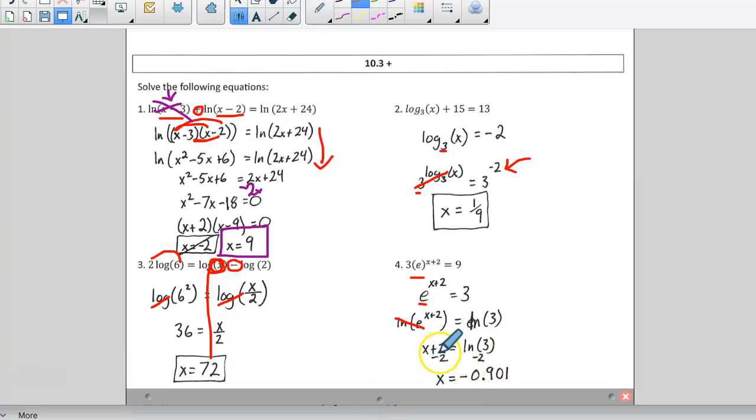And continuing on, I'm going to minus 2 from both sides, so I get ln 3 minus 2. And when you type that in, you get negative 0.901 something, something. But we get to round that, and so this is going to be our answer. Now, this is an exponent, so we don't have a domain restriction to worry about.